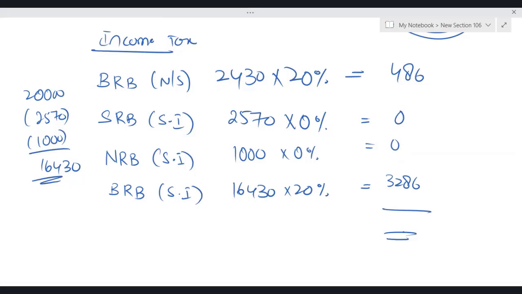Something went wrong. The light is gone. I don't know what happened to this.